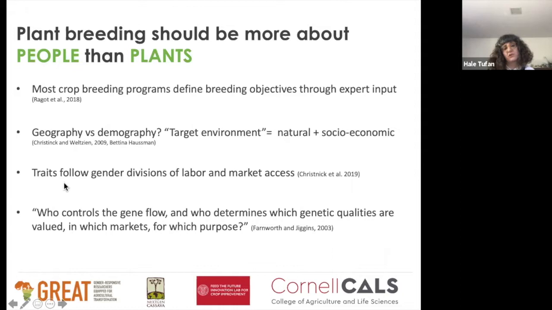And a recent review showed that if you look at the gender balance of traits across multiple crops, you see that the traits follow gender divisions of labor and market access. So again, it's really important to understand who is growing and interacting with the crops, because that experience is shaping the traits that they're preferring. And the last point I think is really important, because it is a decision, it's a power decision. So who is deciding what's being prioritized for whom, when, and how is, I think, a really pertinent question.